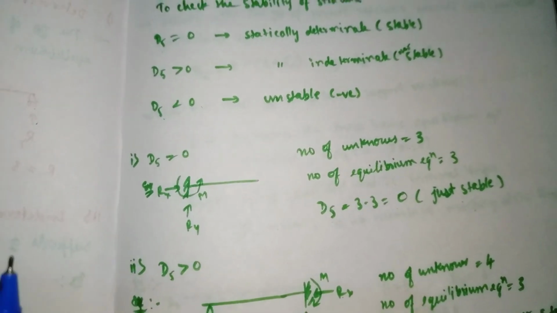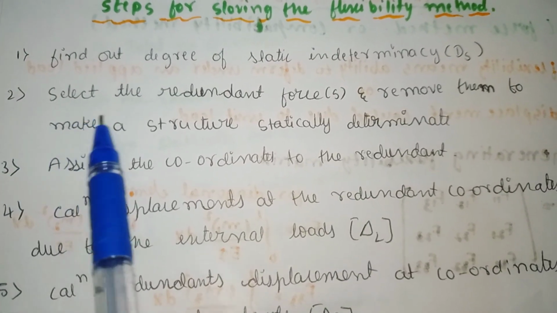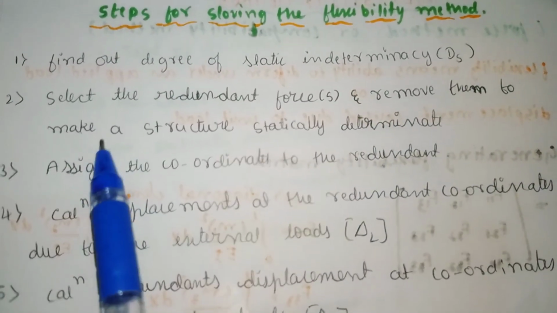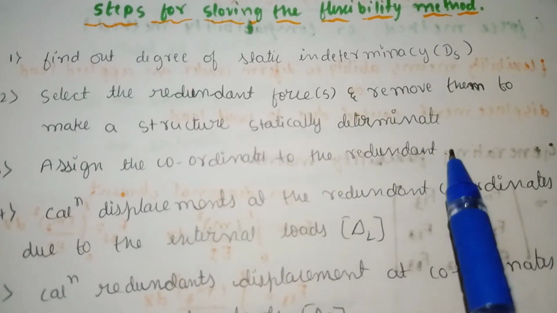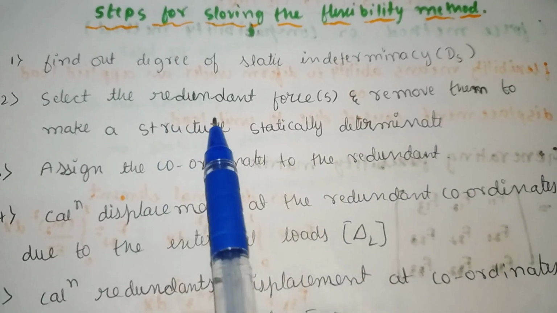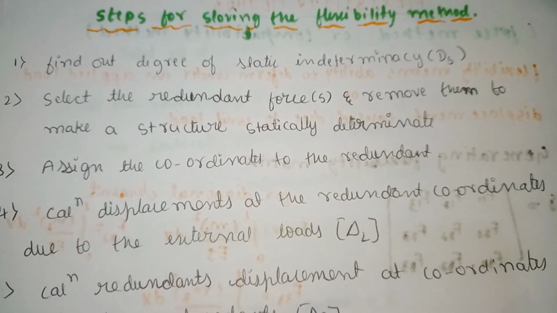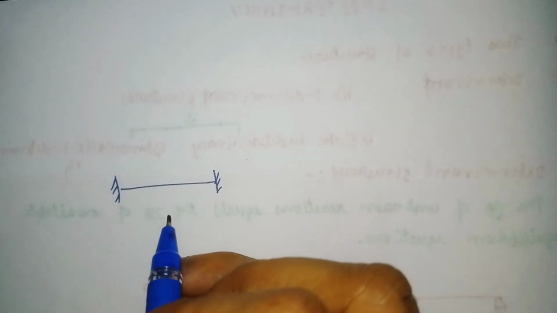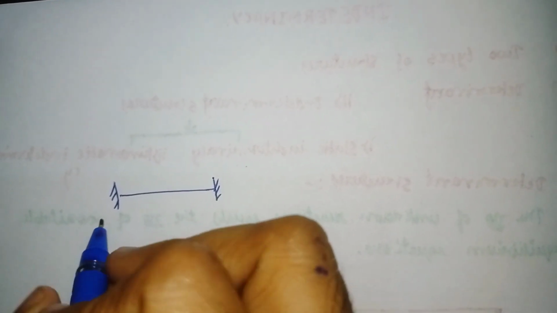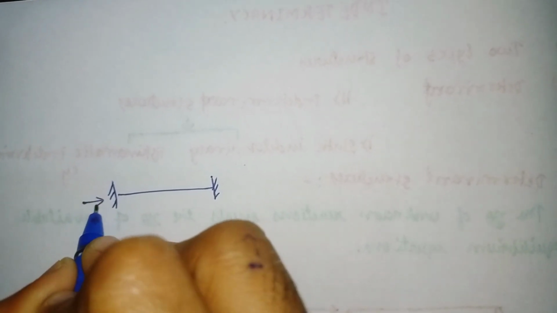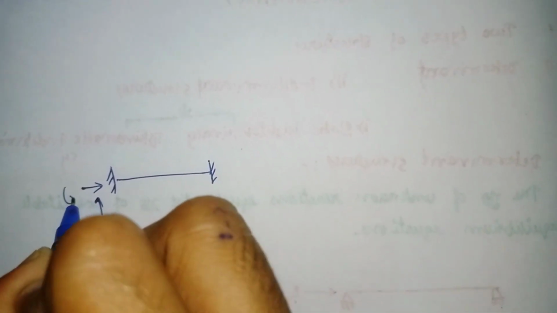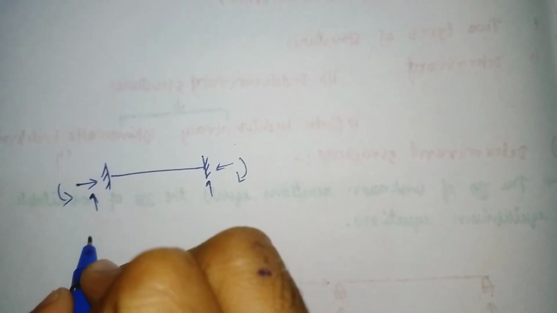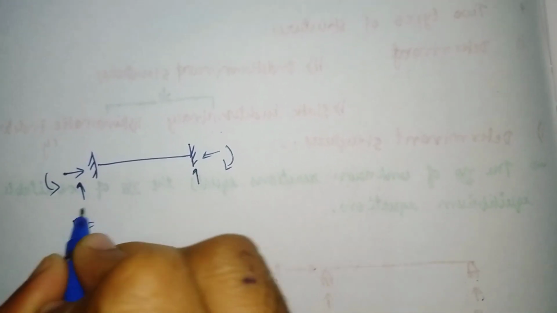Now we'll see step number 2: select the redundant forces and remove them to make the structure statically determinate. Now I will tell you what is meant by redundant. This is the given structure. Here the possible reactions are horizontal, vertical and one moment. Here also there are 3 possible reactions. So the total reactions are 6.